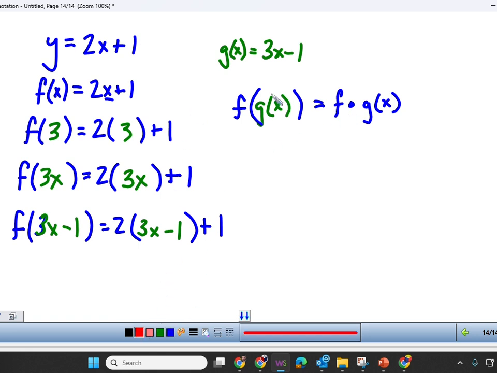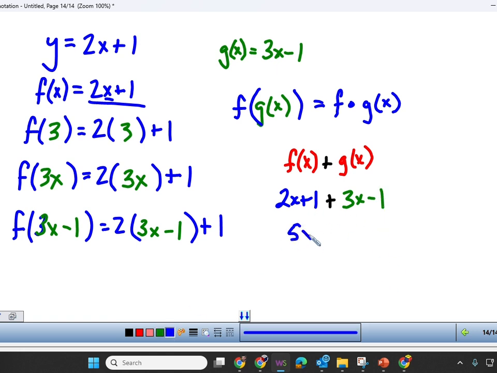Now, to branch off from this, if I told you to take the f function, f of x, and then add it to the g function, hopefully you would understand that I want you to take 2x plus 1, which is what the f function is equal to, and add it to the g function, which is 3x minus 1. Then we combine like terms, so that's 5x, and the 1's cancel. So f plus g is equal to 5x.